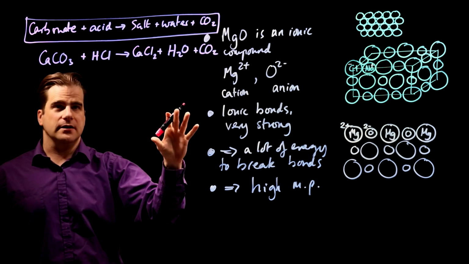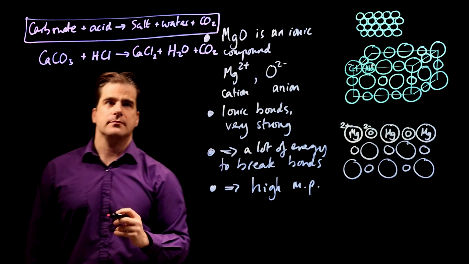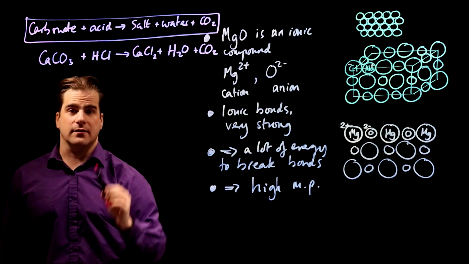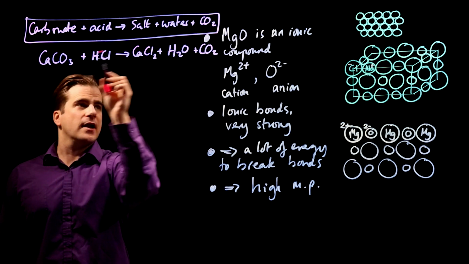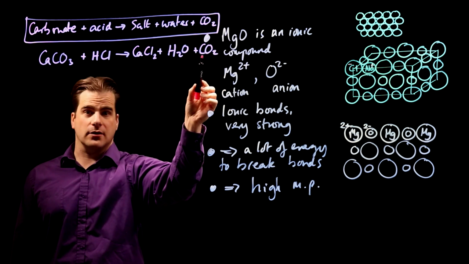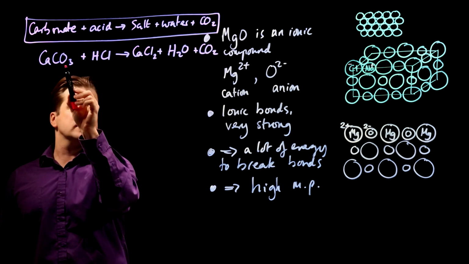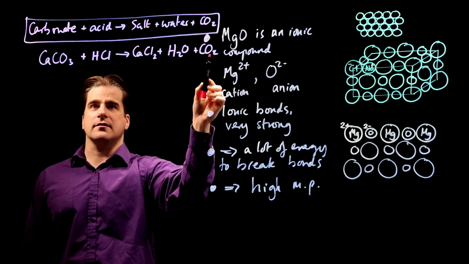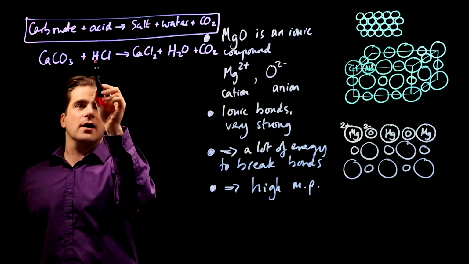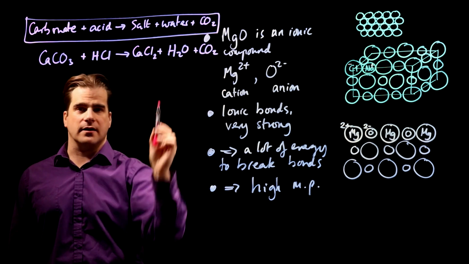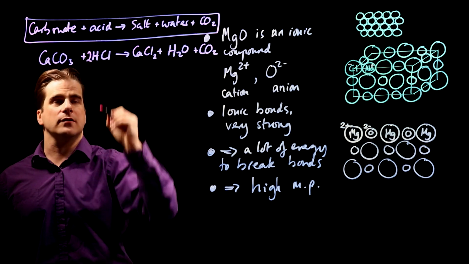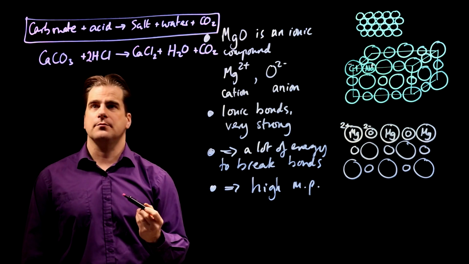So that's the equation. Now we've got to balance it. So, what have we got? 1 calcium on the left, 1 on the right, looking good. 1 carbon on the left, 1 carbon on the right, looking good. 3 oxygens on the left, 1, 2, 3 on the right. This is looking good. 1 hydrogen on the left, 2 on the right. Okay, so we'll have to try putting a 2 there and see what happens.